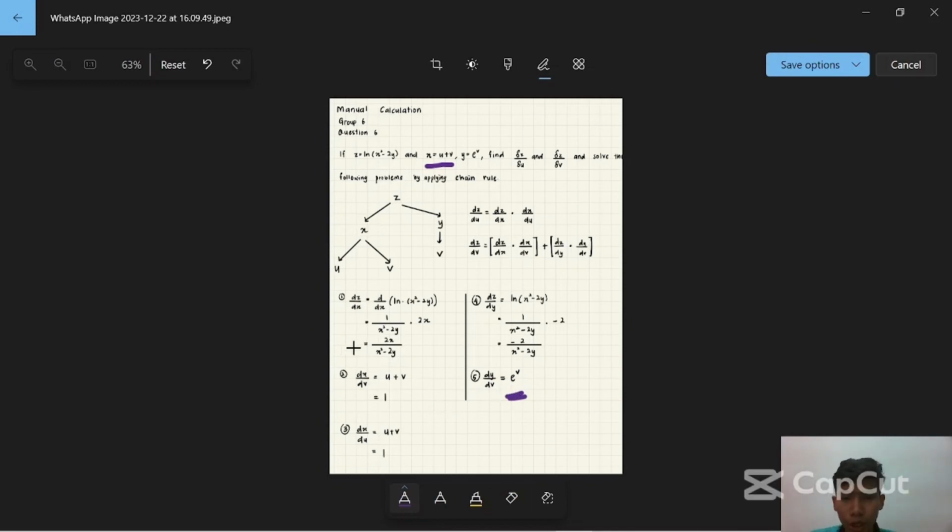Then we already have all the answers for each derivative. Then we can replace them in the equation and we will get the final answer.